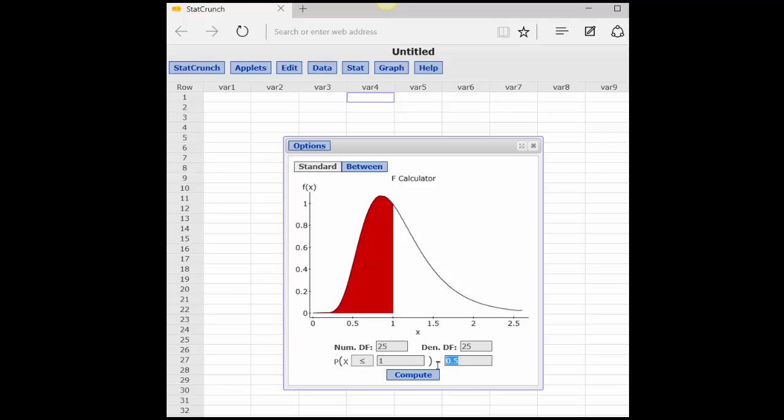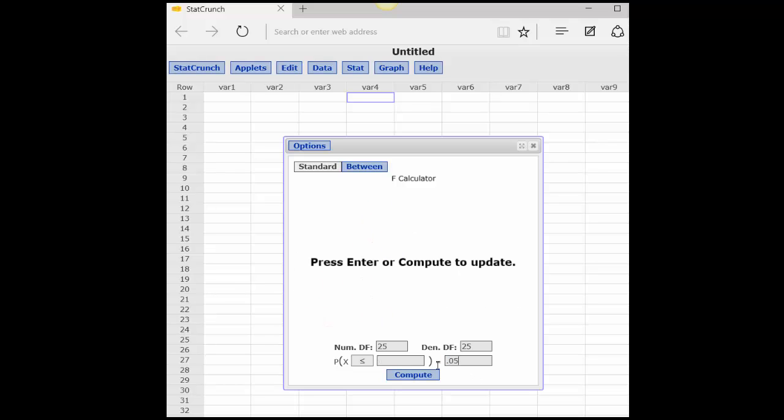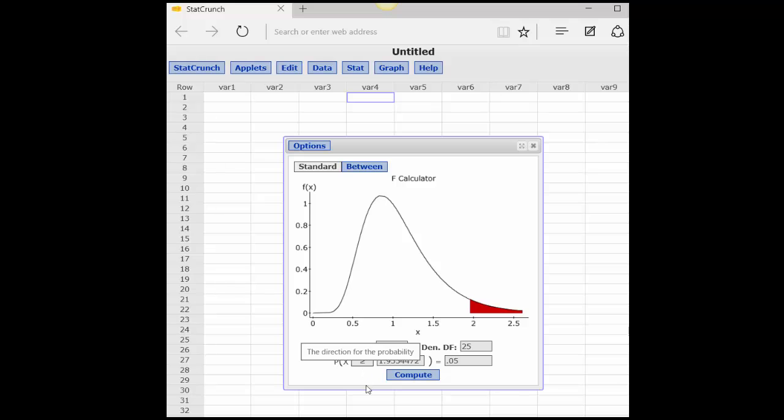I want a 95% test, and it's going to be first a right-hand test, and it computes a value of 1.955 for the critical value of F. Anything beyond that, larger than that, falls in the rejection region, and we reject the null hypothesis.